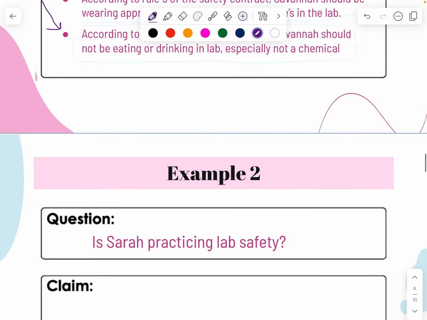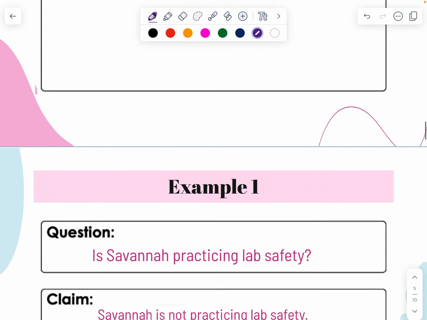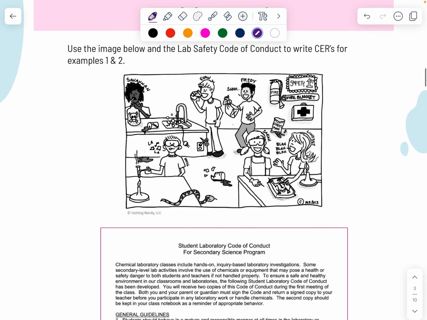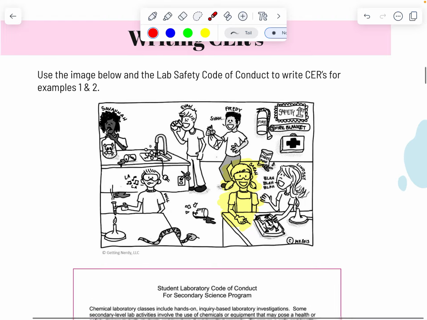If you want to pause this video and try example 2 on your own, example 2 is, is Sarah practicing lab safety? So take a look, go back up to the picture, and we're going to be looking at what Sarah is doing. Pause the video if you want to try this on your own. I'm looking at Sarah, and as I look at things that I can write down for my observations, Sarah is wearing safety goggles. She has her hair up, and it looks like she's paying attention and she is attentive to what she's doing. So I think that Sarah is practicing lab safety.